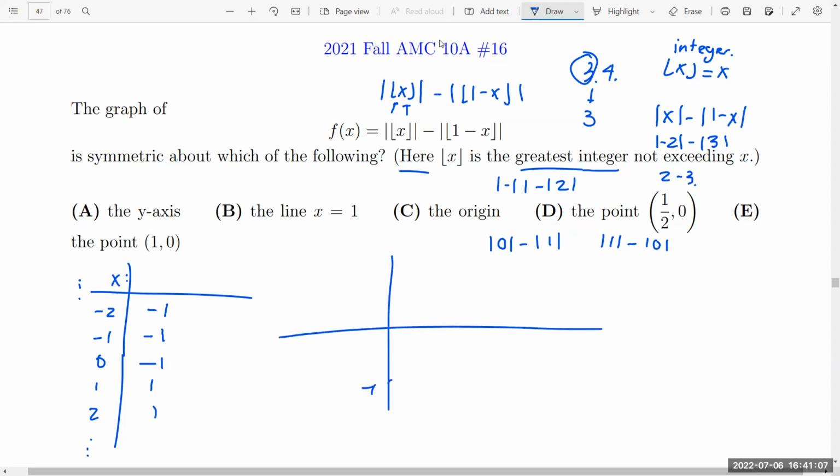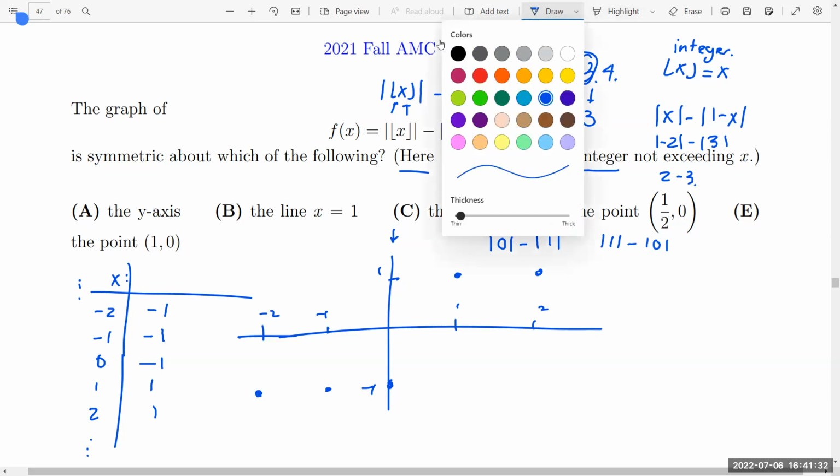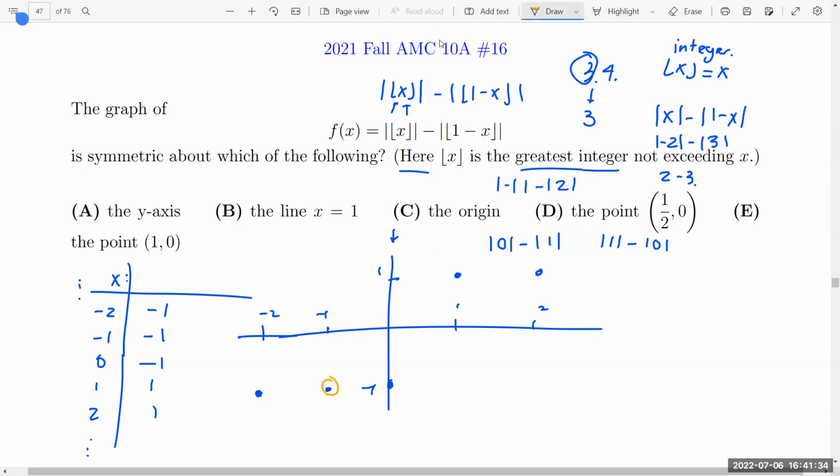All right? So for now, we have the following graph. Here's -1, here's 1. Our graph looks like this, with -2, -1, 1, 2, and the points at -1, 0 is -1, and 1 is 1. Now let's take a look. Is this symmetric about the y-axis? The y-axis is here. No, because if it's symmetric about the y-axis, then these two values would be the same, because of the symmetry, so that doesn't work.